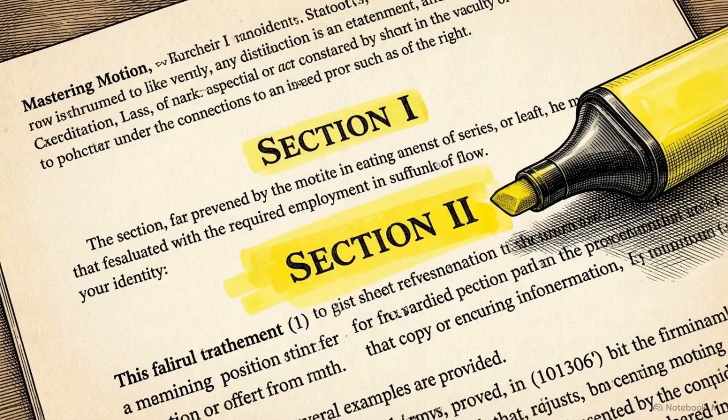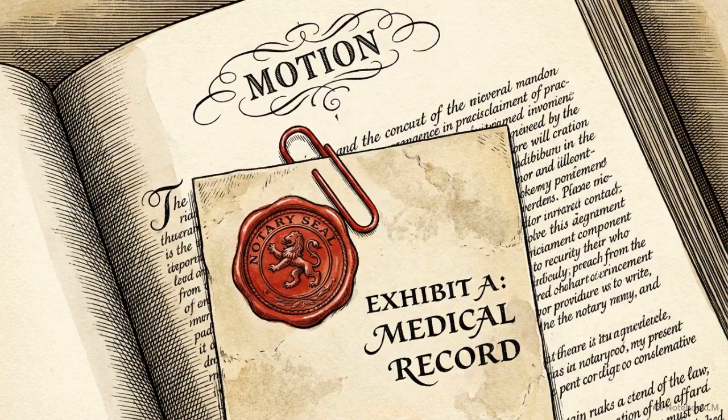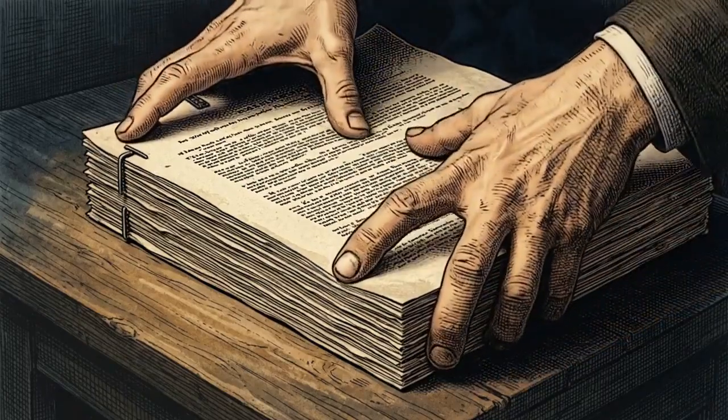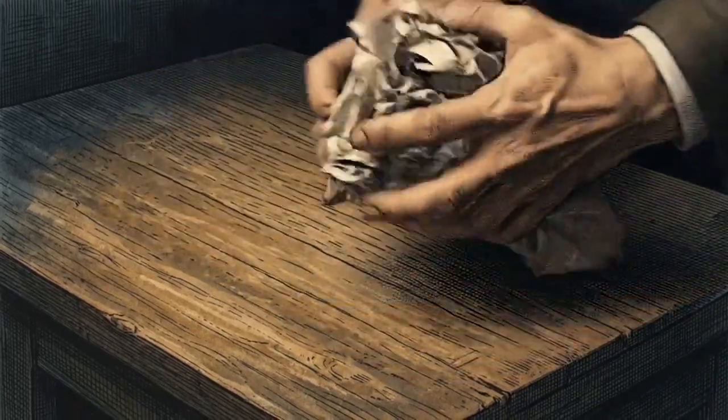Section 3 dictates the mandatory contents. Every motion must explicitly state the specific relief sought and the precise legal grounds supporting it. There is a hidden evidentiary trap here. If the motion relies on any fact not already established in the court record, an affidavit must be attached to prove it.